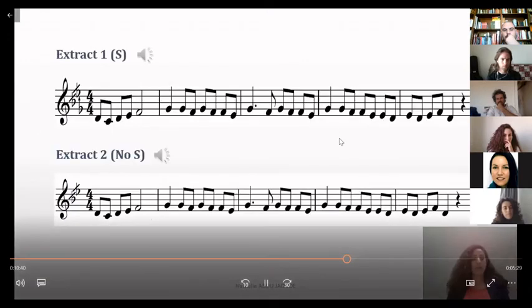Now we listen to the two extracts, the one that belongs and the second one that doesn't.